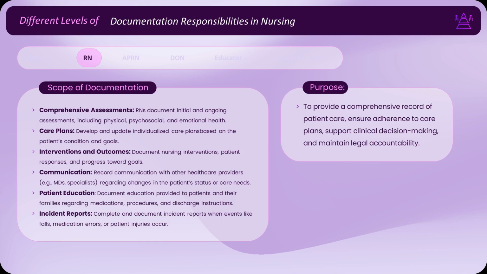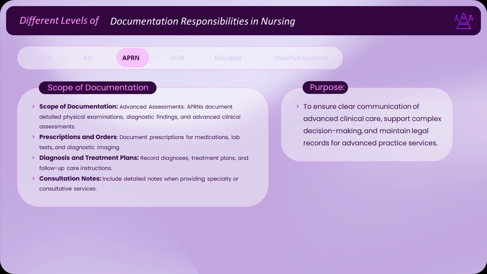Registered nurses, RNs, have a broader scope, including comprehensive assessments, care plans, interventions, patient education, and incident reports. Their documentation supports clinical decision-making and legal accountability. Advanced Practice Registered Nurses, APRNs, document advanced assessments, prescriptions, diagnoses, and treatment plans. Their detailed records support complex decision-making and advanced practice services.